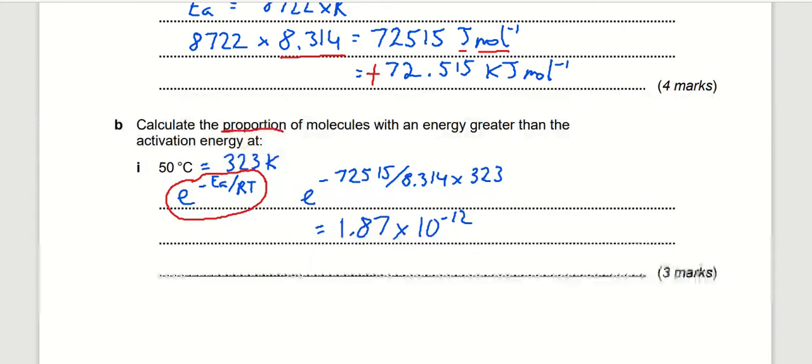You've got R there, and notice there as well, I don't put in 50 degrees, it's got to be in Kelvin again, so the units match up with R. So we have 323 there. Put that in, and you always get a very silly small number, and that's what fraction of molecules have energy greater than the activation energy in this case.